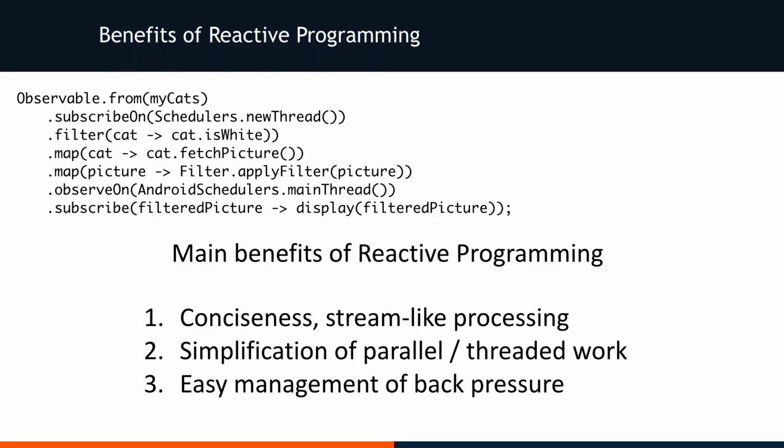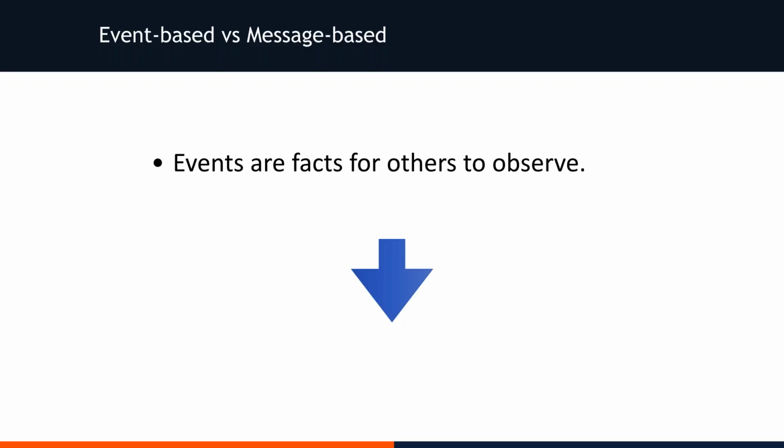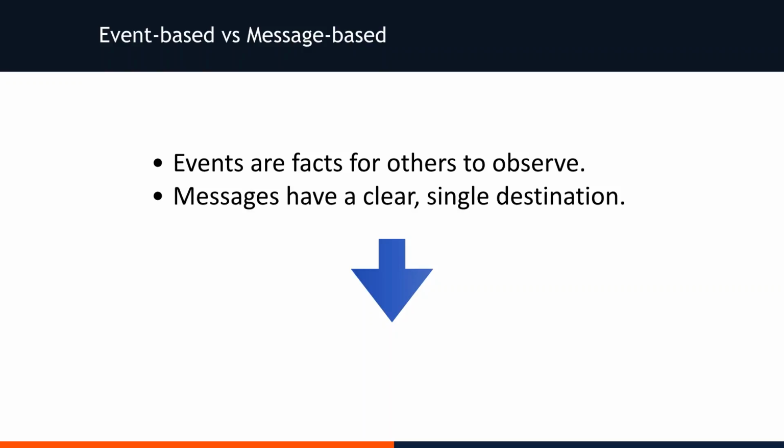Before we do that, I need to introduce a little bit of difference between an event-based system or a message-based system. Basically, events are really just facts for others to observe. So in event-driven systems, components actively listen to an event queue. They listen all the time, and as soon as there is an event on the queue, they consume it and react to it.